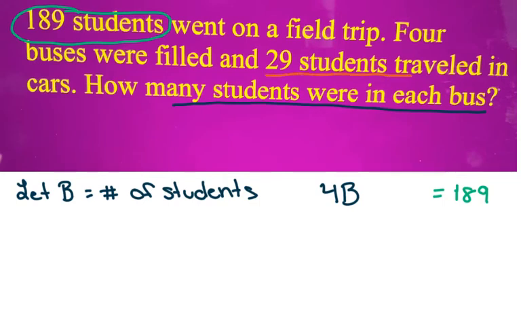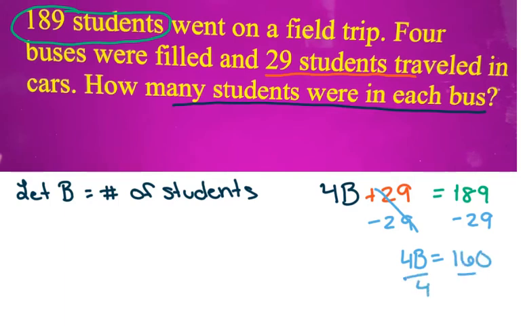And I see 29 students traveled in cars. So plus 29. So now that I've got this set up, I can solve it. So I'm going to subtract 29 on both sides. 189 minus 29 is 160.